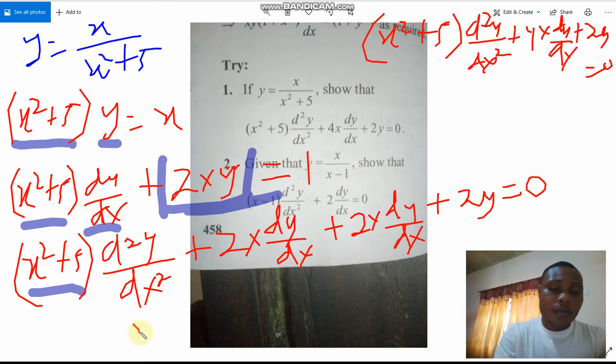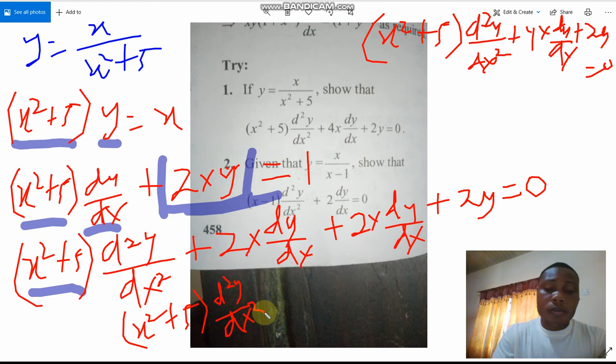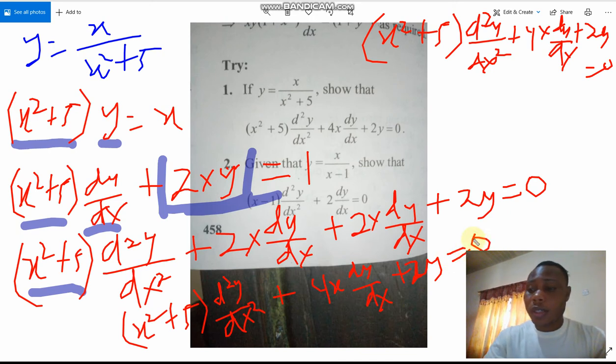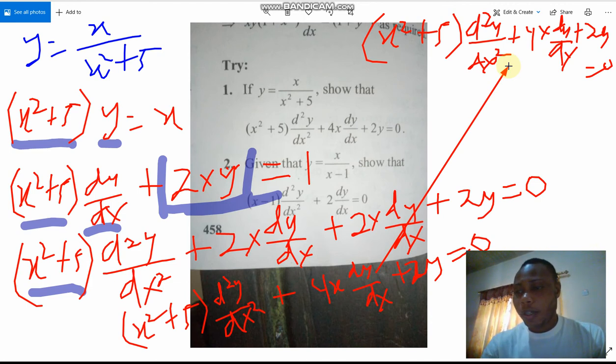So this is just x squared plus 5, second derivative, then plus this will be 4x dy/dx, plus 2y is equal to 0. And this is the same thing as what we are asked to prove. This is just equal to this. So we have shown that this function is equal to this. Are we okay? Okay, good. So let's jump straight into the second equation. Let me just clear my work off.